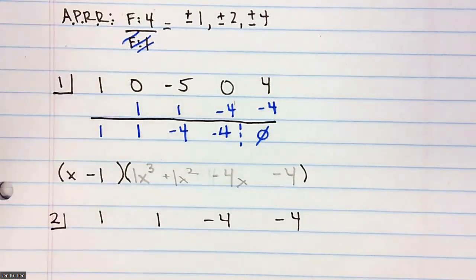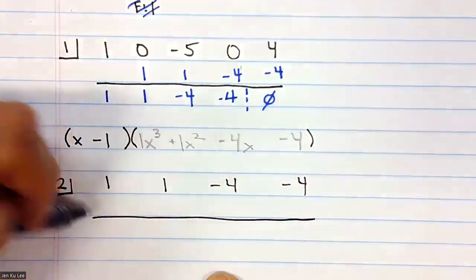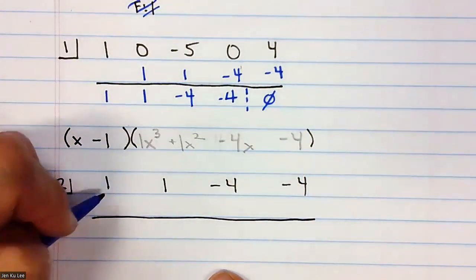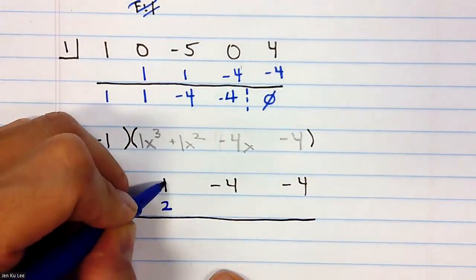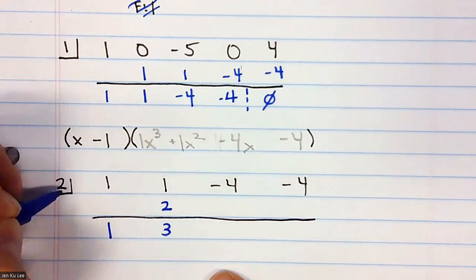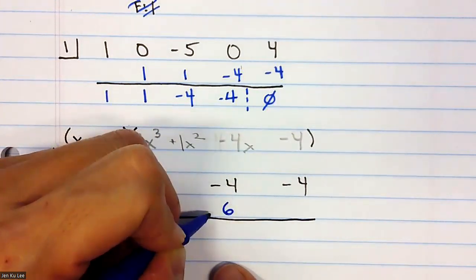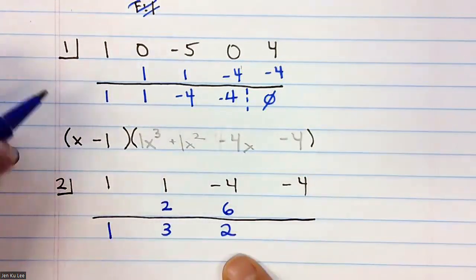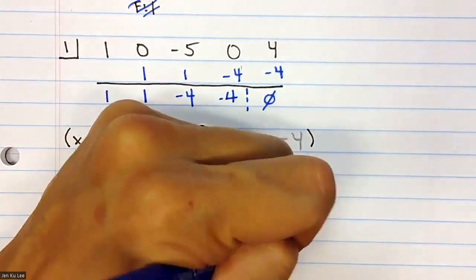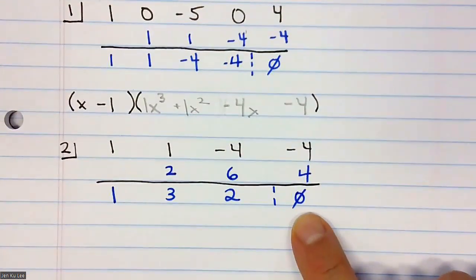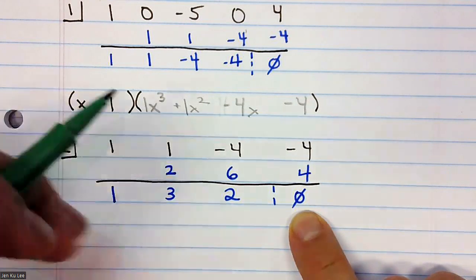So I'm going to try 2. So 1 goes down. 2 times 1 is 2. 1 plus 2 is 3. 2 times 3 is 6. -4 plus 6 is 2. 2 times 2 is 4. You're left with a remainder of 0. Okay? So we're good with that.